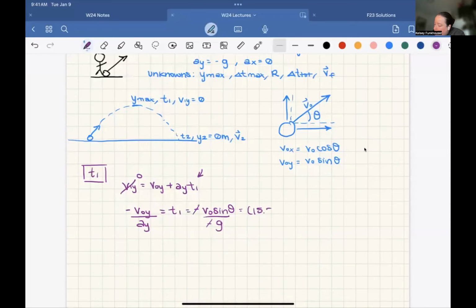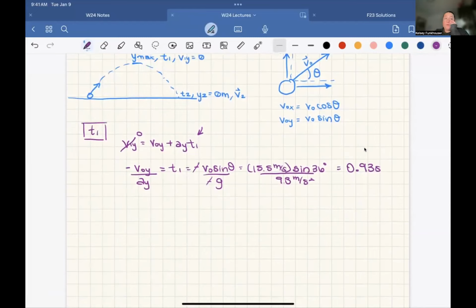So let's plug in our numbers. 15.5 meters per second times sine of 36 degrees, divided by 9.8 meters per second squared. That gives us a time to peak height of 0.93 seconds.